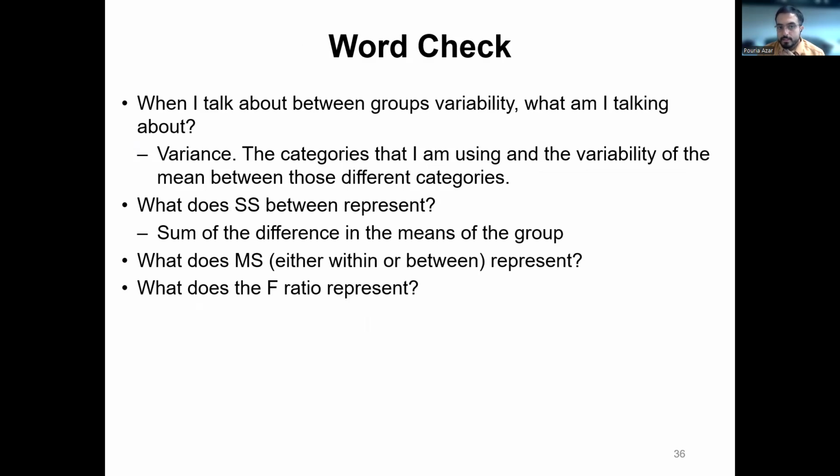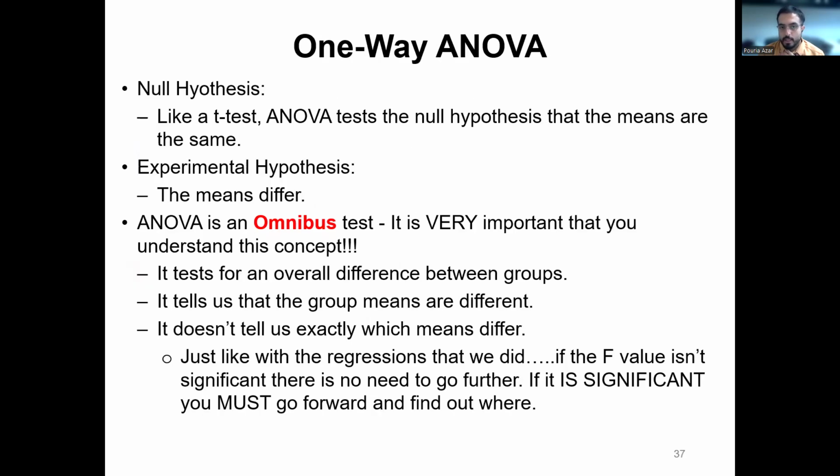What does sum of squares between represent? It represents the sum of the differences in the means of the groups. What does mean of square represent? What does the F ratio represent? I'm going to leave these questions to you to find out the answers by searching Google or just reviewing your textbook.